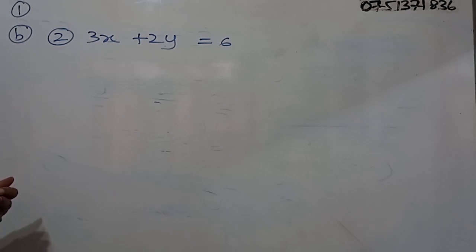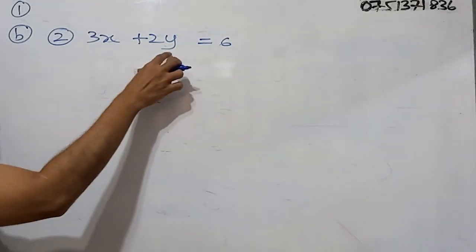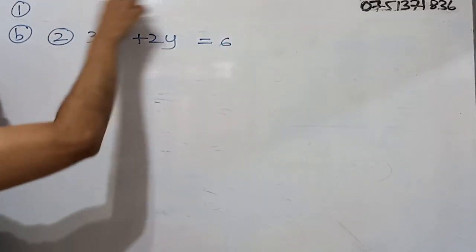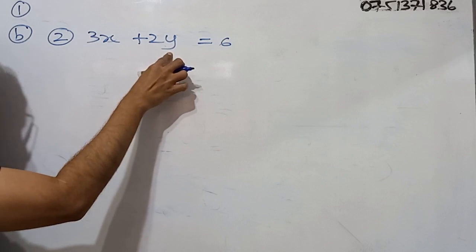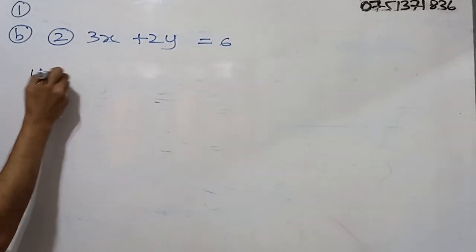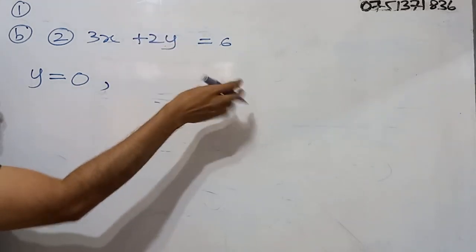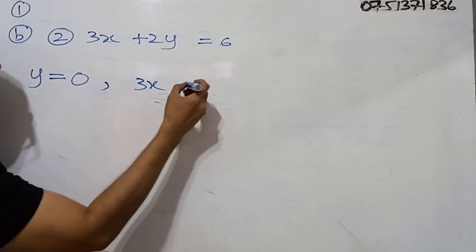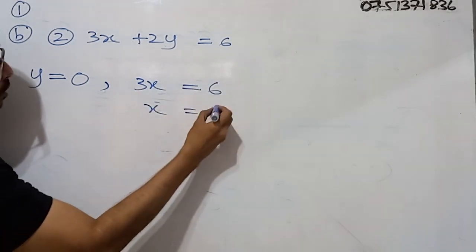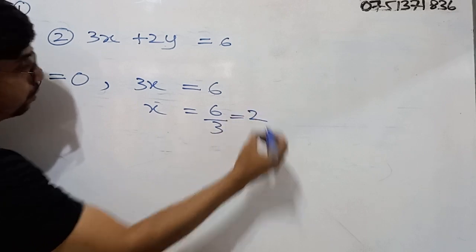Part B, part 2. Without drawing the graph of the function 3x plus 2y equals 6, write down the coordinates of the points where the graph intersects the x-axis and the y-axis. Right? Okay, so we have to consider this equation. So what we do is, we will take the value of this equation when the y value is 0. So the y value will be 0. That means this entire term will be equal to 0. So what we'll have? 3x equal to 6. So x means what? 6 divided by 3, which is 2.